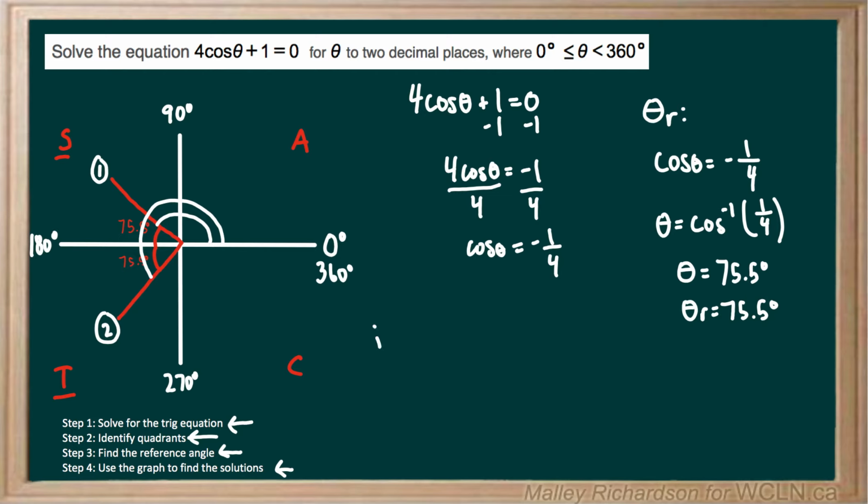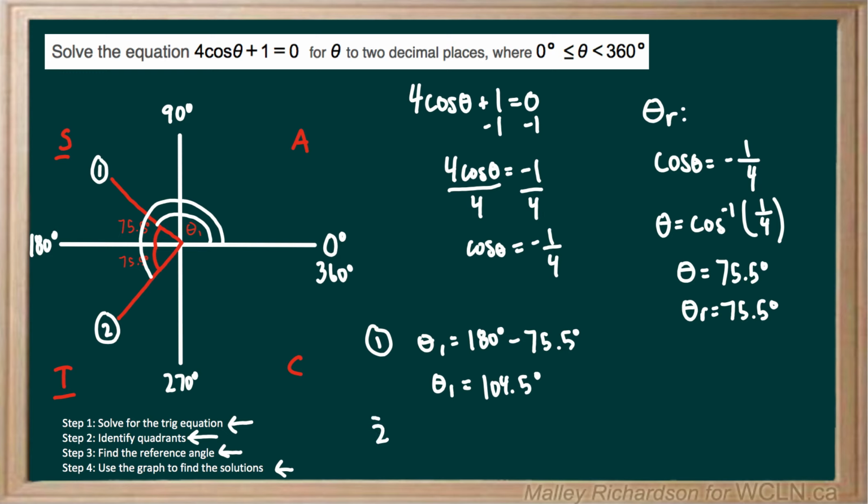So let's start by finding the angle of our first terminal arm. We'll label this angle as theta 1. So to solve for theta 1, we need to find the difference between 180 degrees on our x-axis and our reference angle of 75.5 degrees. So 180 minus 75.5 leaves us with an angle of 104.5 degrees.